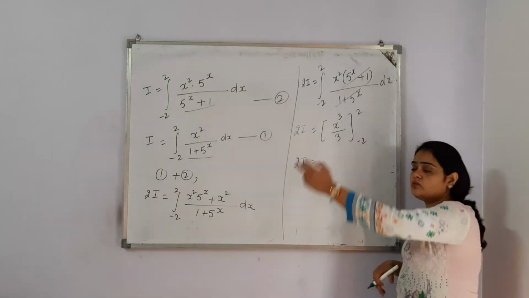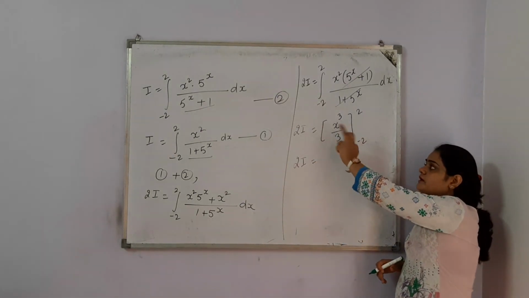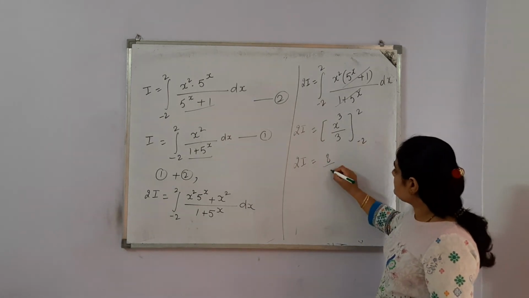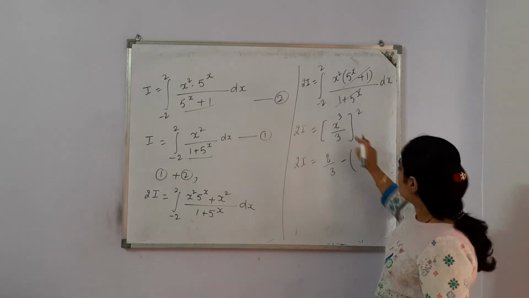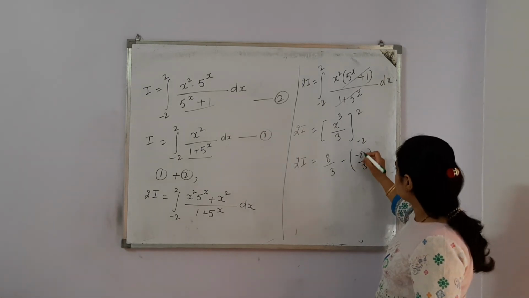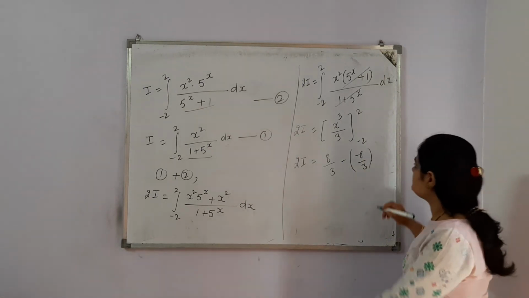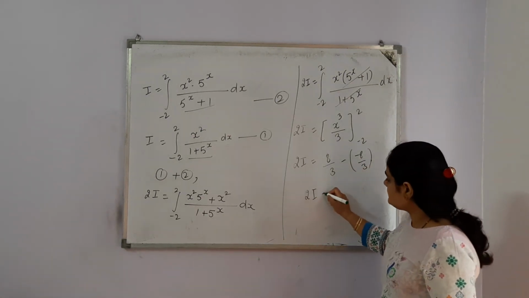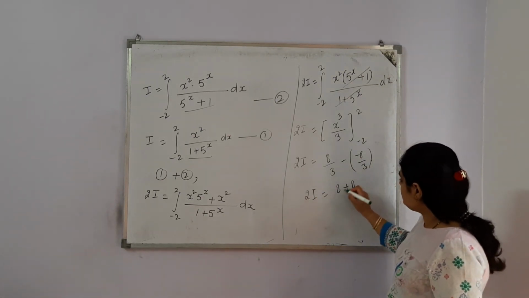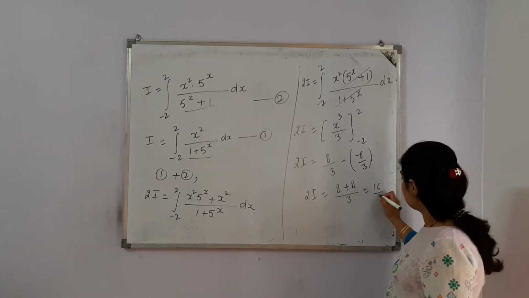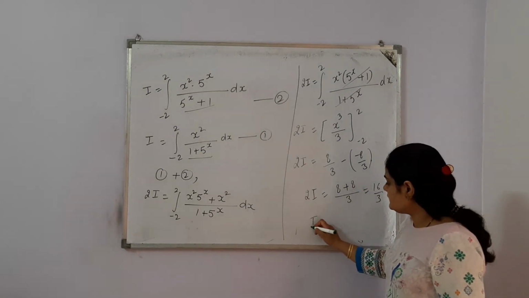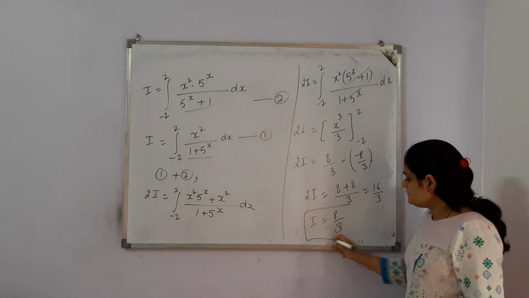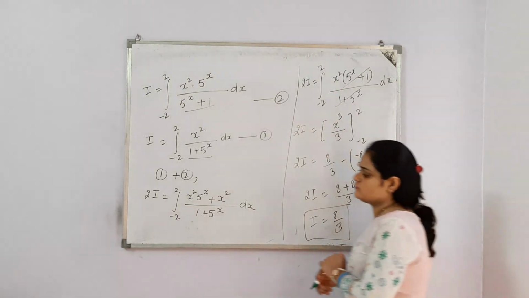So now we are going to substitute the limits. Upper limit minus lower limit. Upper limit is saying 2 raised to power 3, that means 8 by 3, minus of, it is minus 8 by 3, because minus 2 raised to power 3 is minus 8 by 3. Minus minus will add. That means it becomes plus 8 by 3, which is 16 by 3. This 2 will go to that side, it divides and we get 8 by 3. This is the solution of this question.